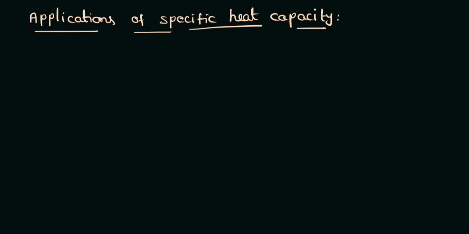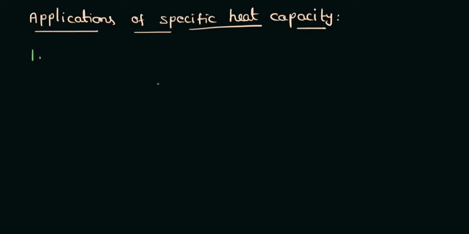Today we are going to talk about the applications of specific heat capacity. First of all, we must understand what happens if a body has more specific heat capacity, and what will happen if a body has less specific heat capacity, or how it behaves. That should be very clear. So let us talk about three applications.